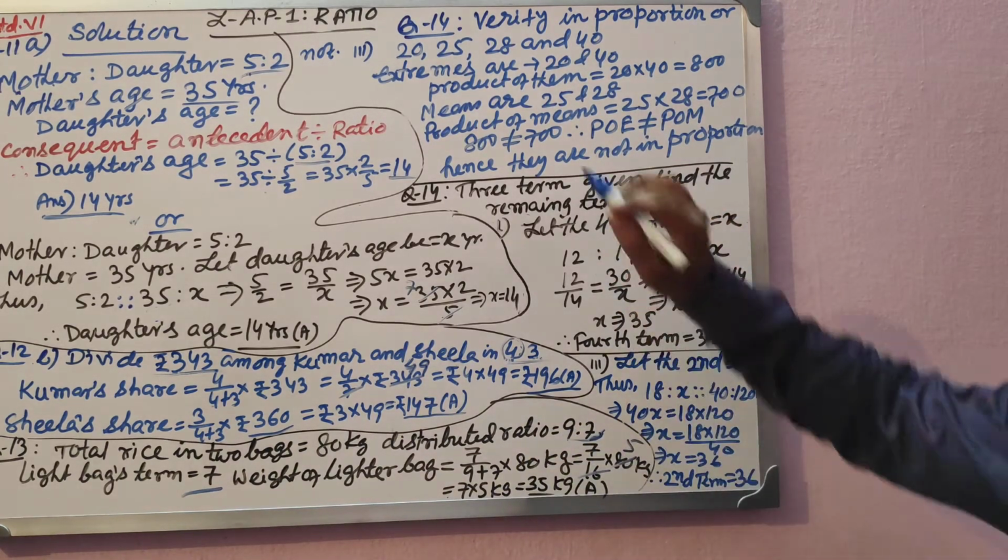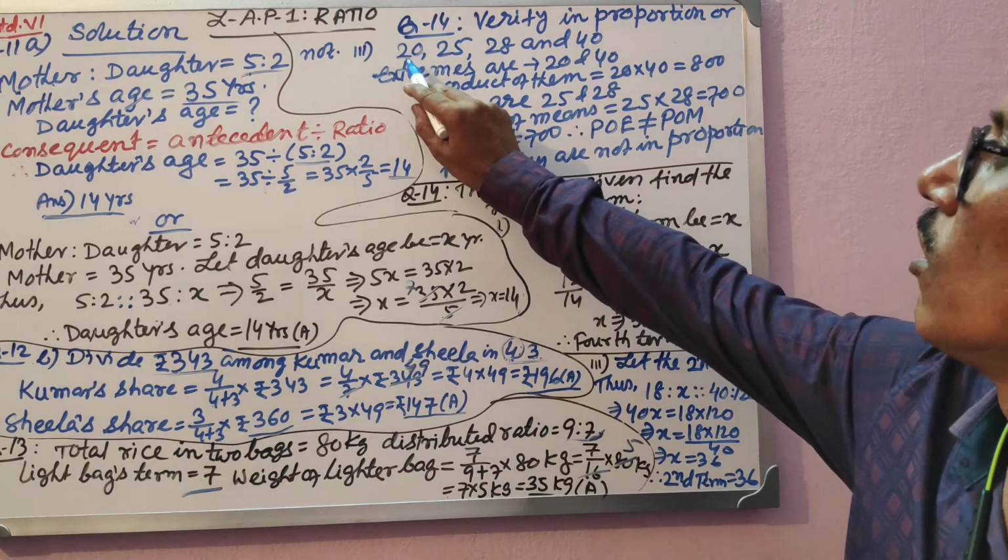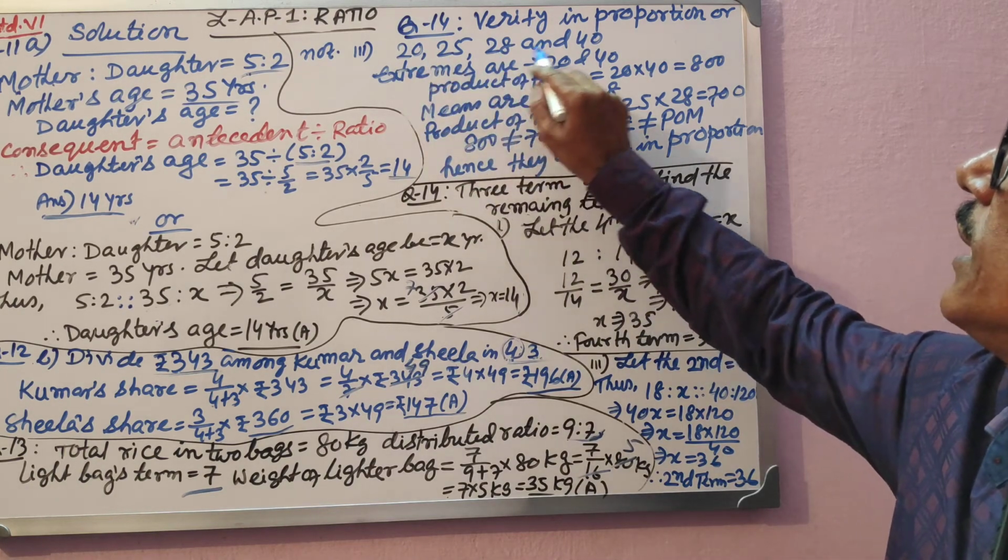Let us see. I have taken the third one. 3 sums are given, 1 sum I have taken, the last one. I thought it will be more difficult for you to just go for calculation, that is all. See, in the order given: 20, 25, 28 and 40.